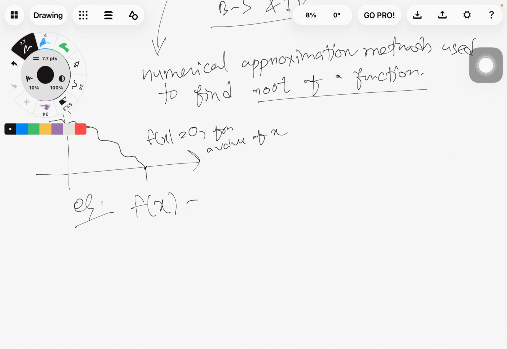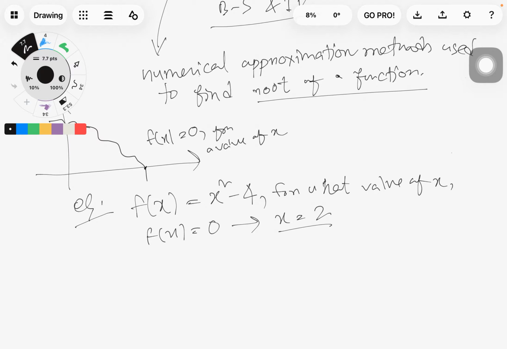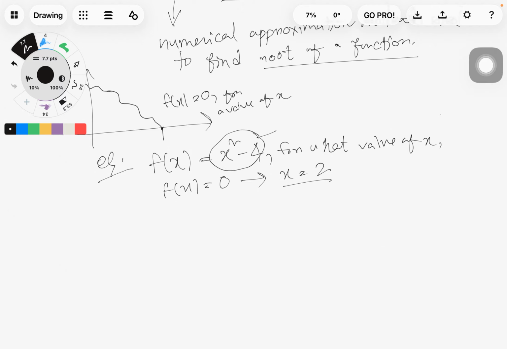Let's say there's a function f(x) = x squared minus 4, and then I ask for what value of x does f(x) become 0. We would have said x is equal to 2, but let's say this function was something a little more complicated, then it would have been difficult to guess, right? So numerical approximation methods help us find the value of x for which the function becomes 0. How? Let's say we start with an assumption. Let's say the value of x we guess is equal to 3.